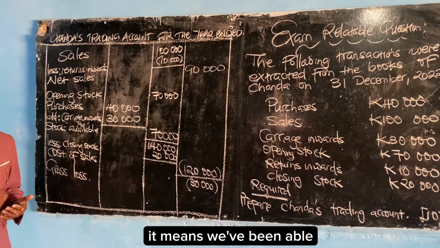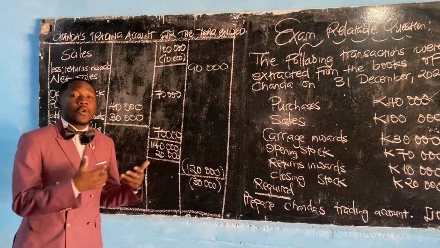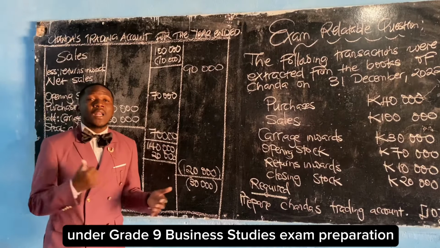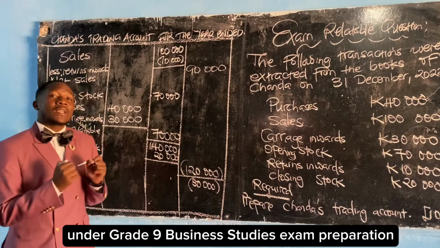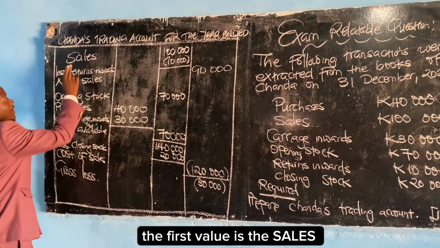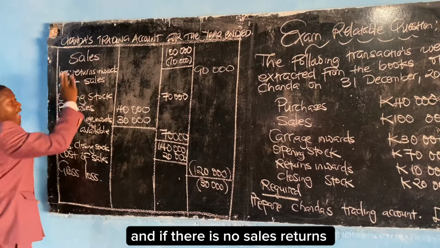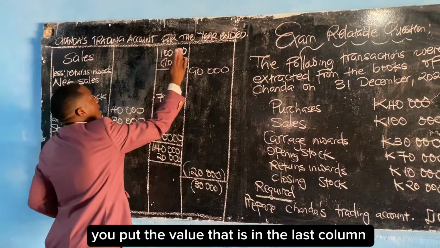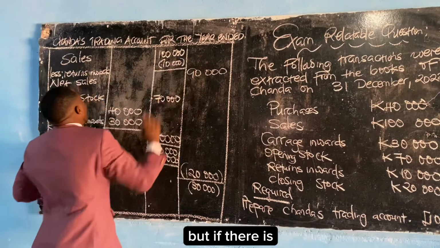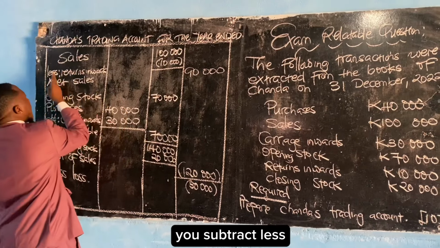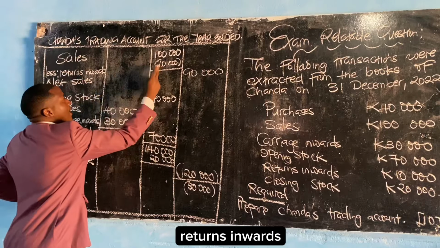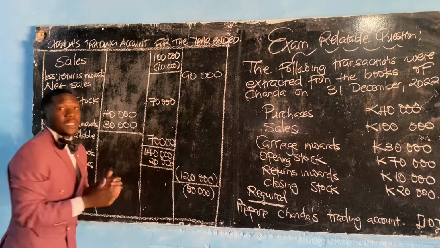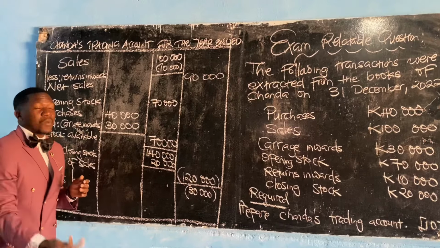And having done that, it means we've been able to know how best we can prepare a trading account under grade 9 business studies exam preparation. The first value is the sales. And if there is no sales returns, you put the value that is in the last column. But if there is, you subtract less returns inwards. The value we get should be called net sales, and then you write it in the last column. Those are the first three.